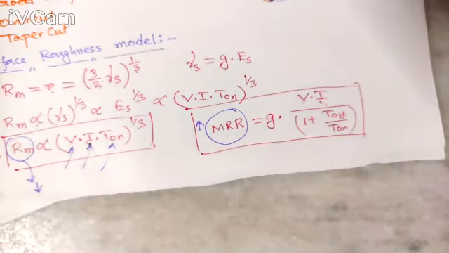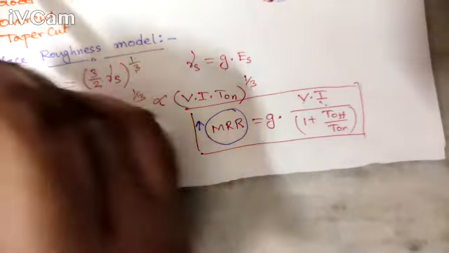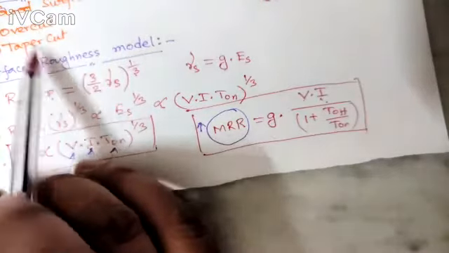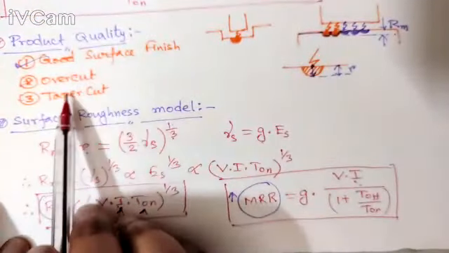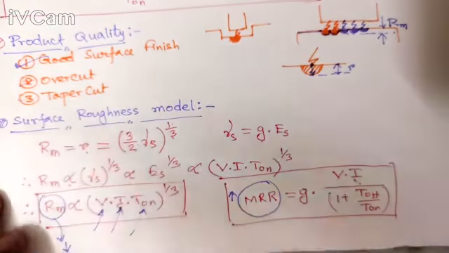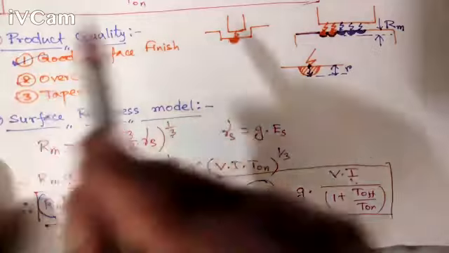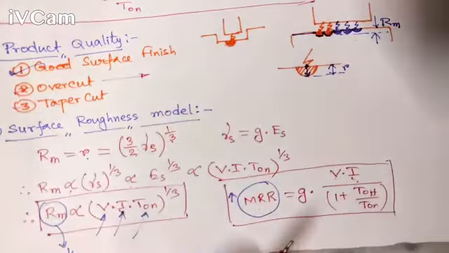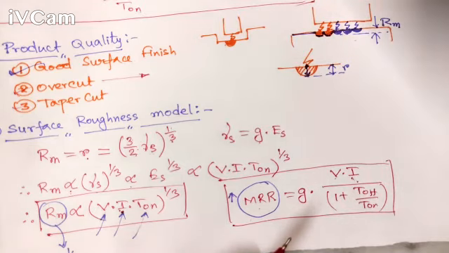So this is another model. Second and third, I discussed overcut and taper cut. I said that we have to look into these two aspects also if we talk about a quality product. Number one, can we overcome this diameter overcut? My answer will be no, because there will be some overcut. We cannot prevent that.